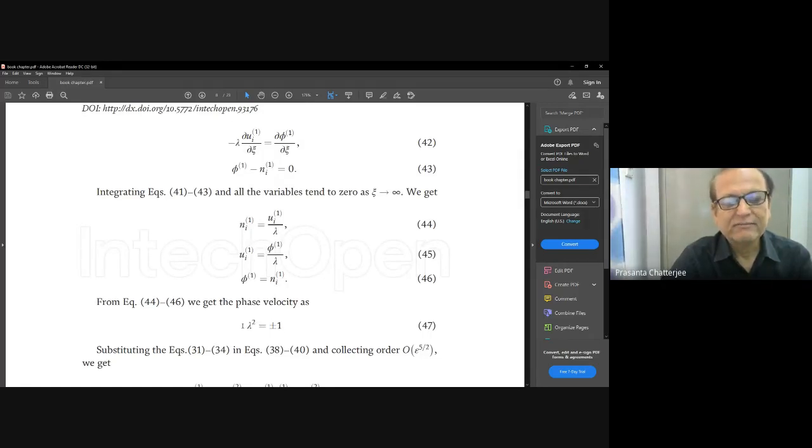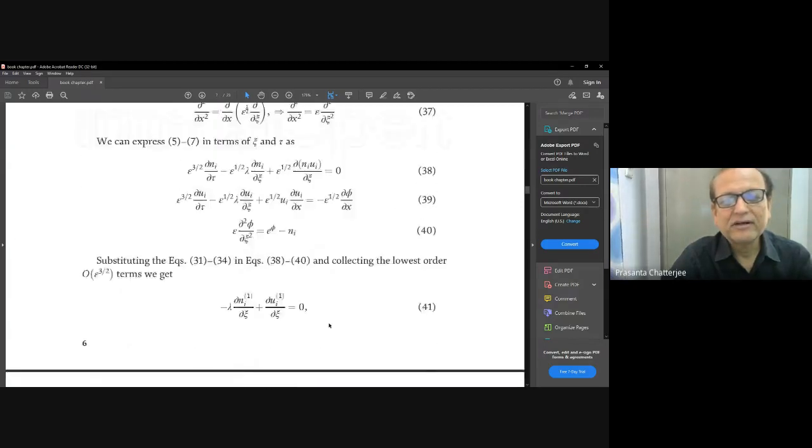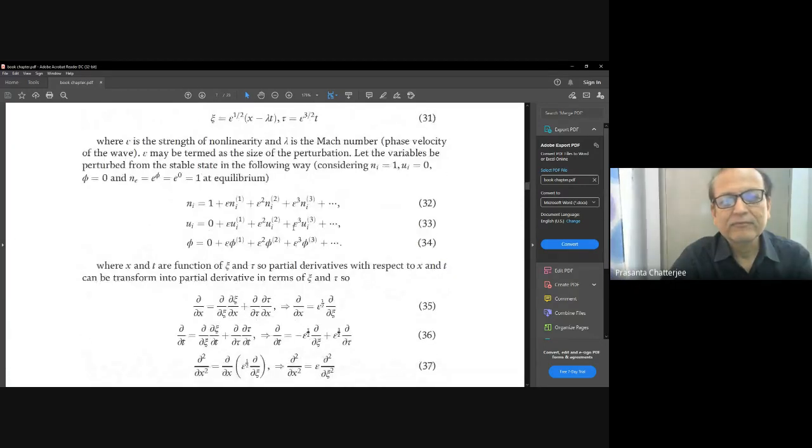So this is the phase velocity. This lambda, which we considered in equation 31, should be plus 1 or minus 1. Here, equation 31 shows clearly that lambda is plus 1 or minus 1. So from the lowest order of epsilon, we get the value of lambda. What is the speed? Phase speed.